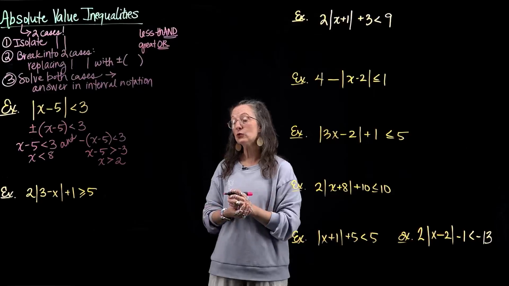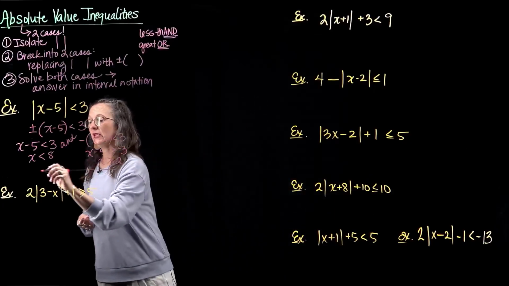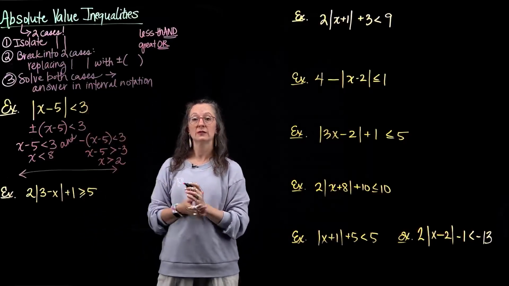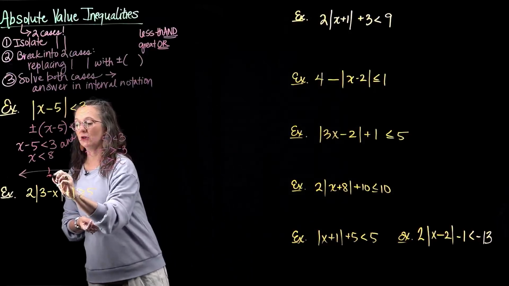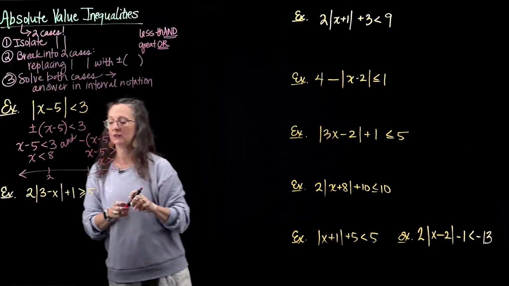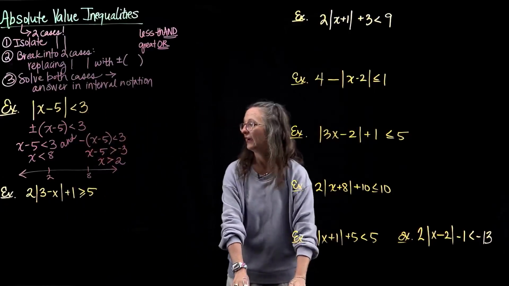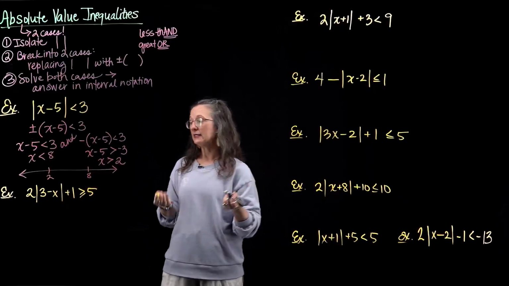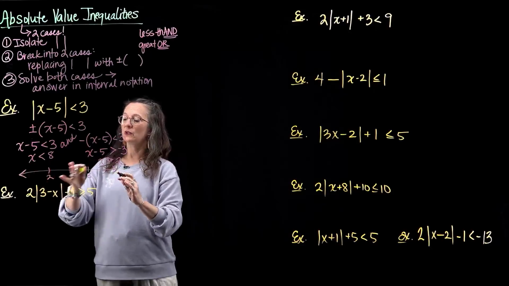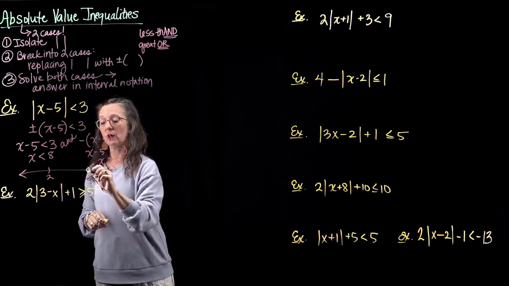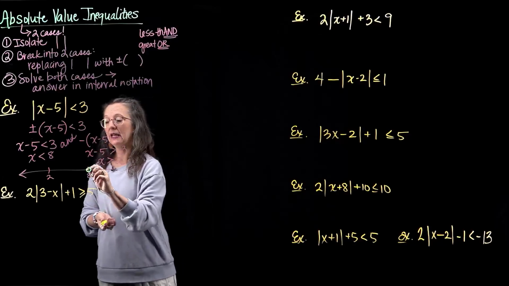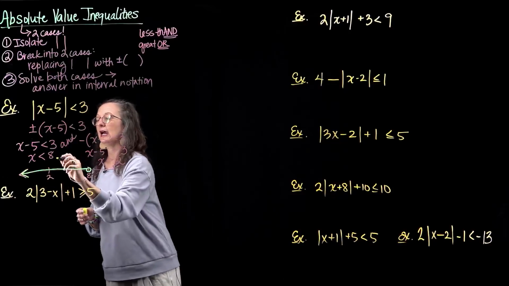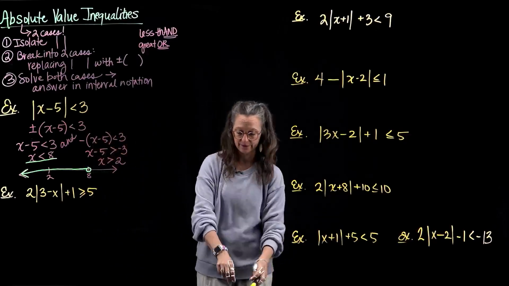Remember that these are joined by an and. So we want the region that is true for both statements. So I'm going to draw a number line just to make this easier to see. All right, so my first statement, x is less than 8. I have my number line with 2 and 8 marked on it. I'm going to do an open circle at 8, and I'm going to mark to the left to indicate x less than 8.